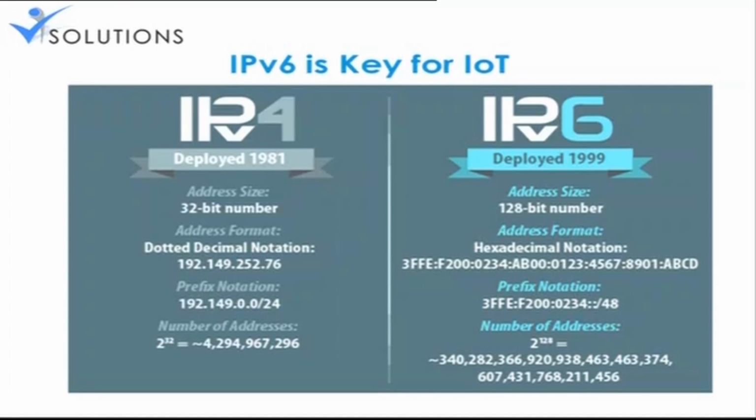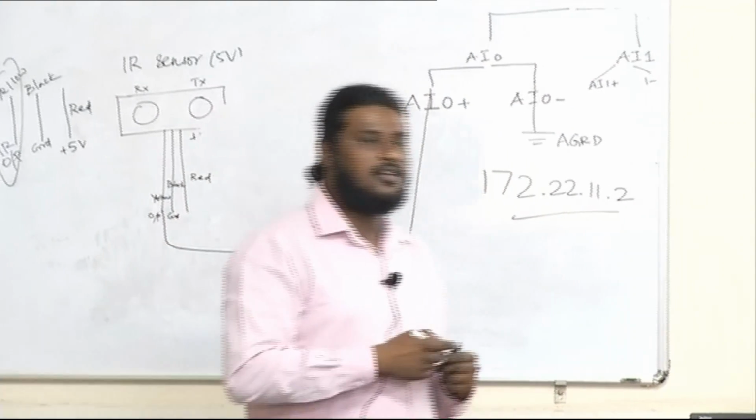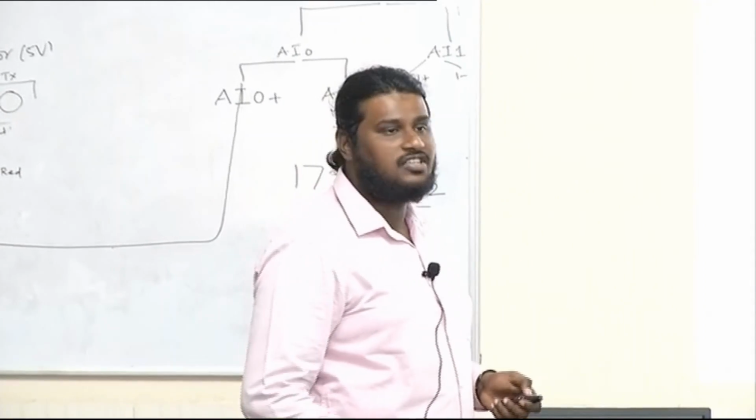What is the difference between IPv4 and IPv6? This is a very important thing. Usually IPv4 works with a 32-bit number, and when I say a 32-bit number, your information will look like this: 192.149.256.2.776, whatever may be the number. Like I was trying to show you, for MyRIO, what is the IP address? Let me see how many of you remember. 172.22. Okay, this is an IPv4 address, the IP address for version 4.